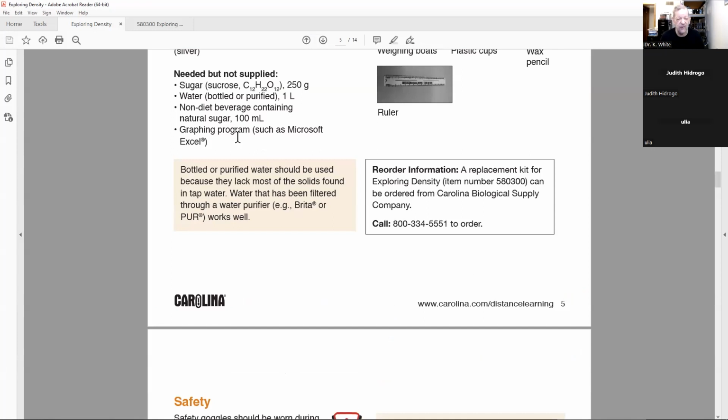And you'll need graphing programs such as Microsoft Excel, which you can get a small version of, I think it's called Microsoft 365, free through COD.